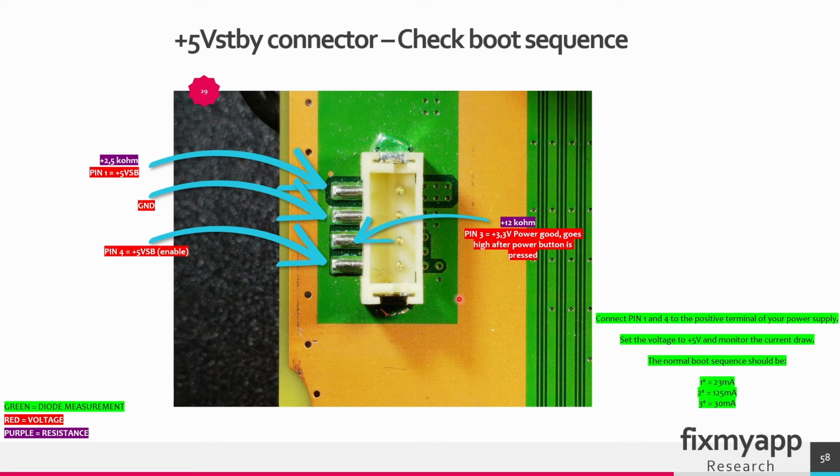So if you want to check in standby mode if your console is reacting correctly, what you can do is connect 5 volt at pin 1 from your power supply, second pin to ground, and pin 4 you have to connect back to pin 1 so that pin 4 gets 5 volt. When you do this, the standby boot sequence will be started, and in a normal boot what you would see on your lab power supply is that it will start from 23 milliamps, it will jump to 125 milliamps, and then it has to settle back at around 30 milliamps. If you see this boot sequence, then you can conclude that your console is reacting correctly and it should work.